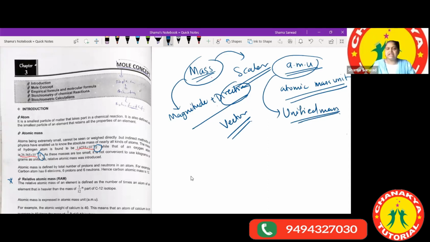Suppose I have to write the atomic mass for carbon. The atomic mass of carbon is 12, so I will write 12 unified mass units. If for nitrogen it is 14, then I write 14 units. And for oxygen, it will be 16, so I write 16 units. Clear?